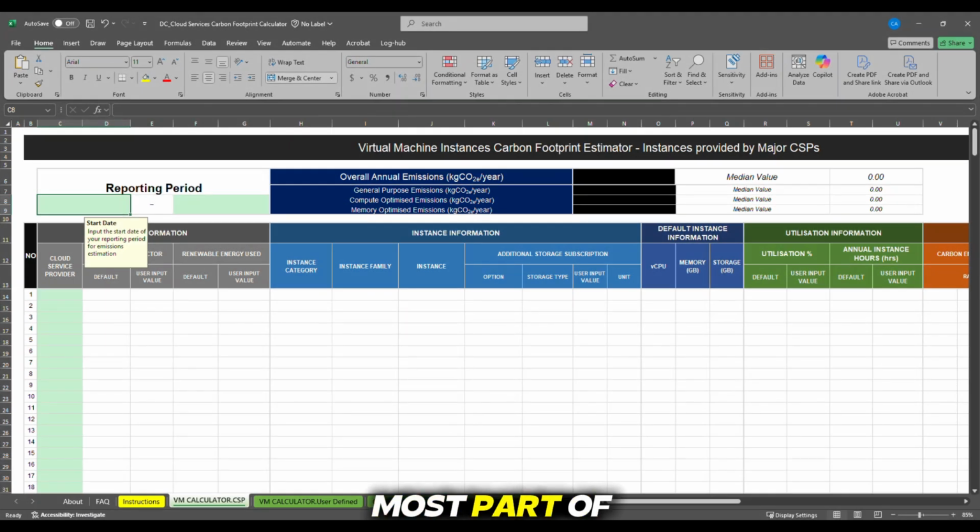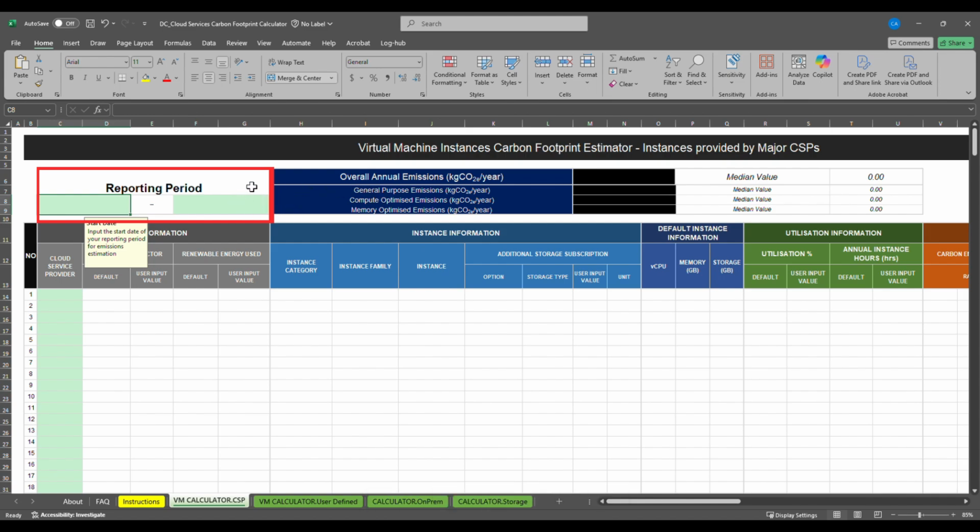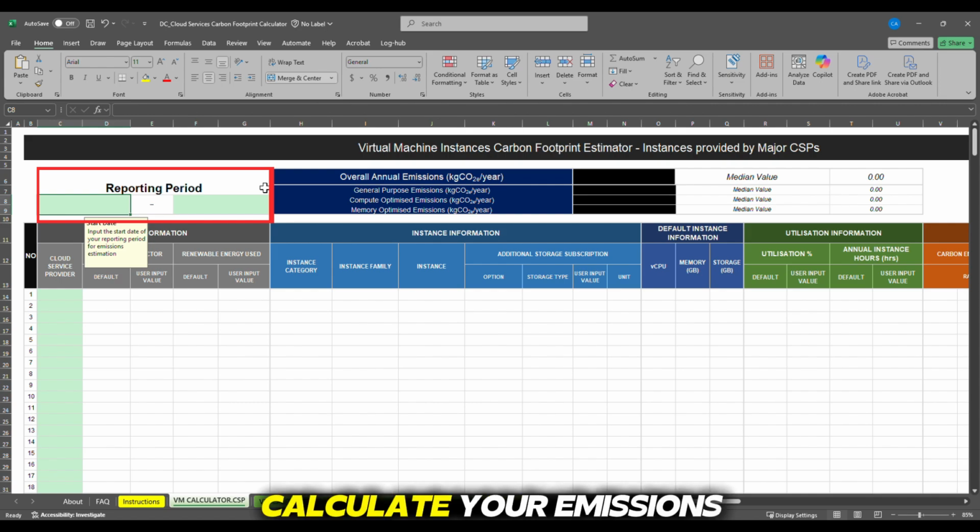At the topmost part of the sheet is the reporting period and summary of emissions. The reporting period indicates the period that you would be doing the emissions reporting for, whether it be for the past year, quarter, or half year, etc. This is an identifier of your emission. At the same time, this will direct you on what value the other inputs will have to be to calculate your emissions.